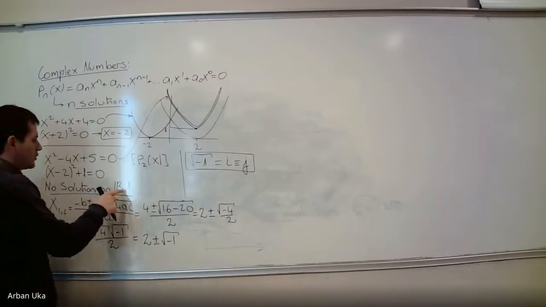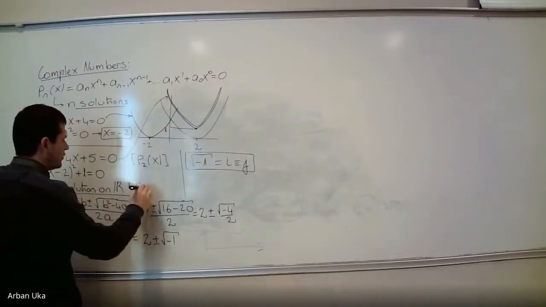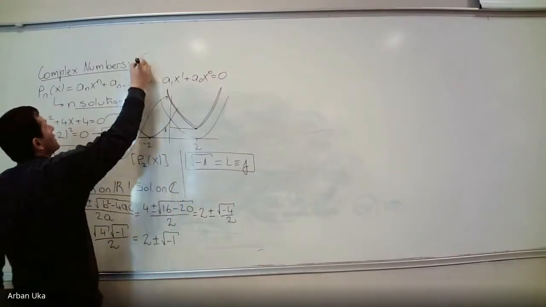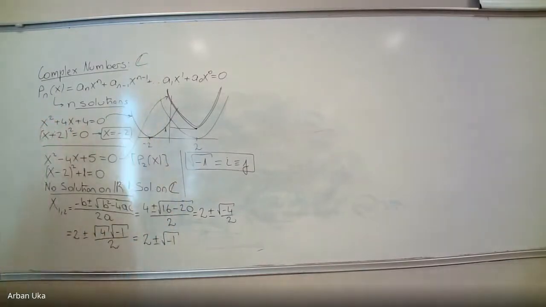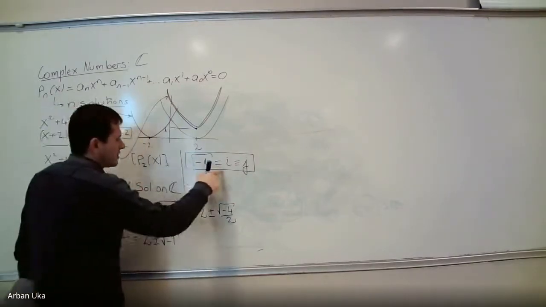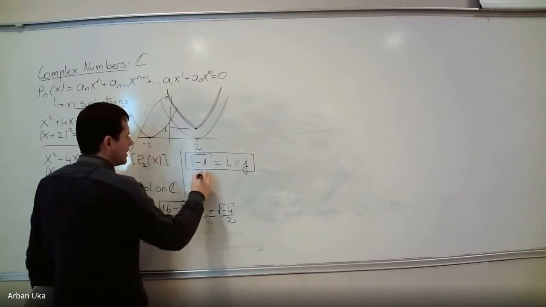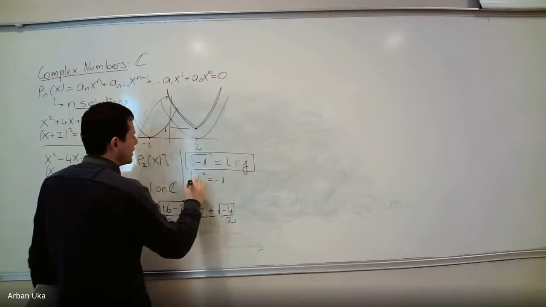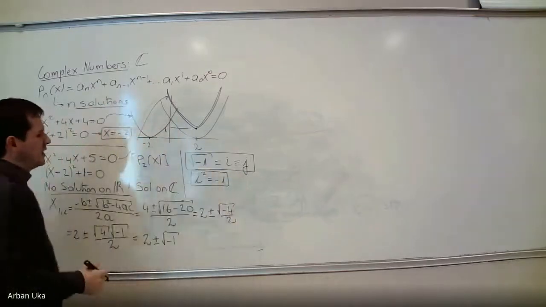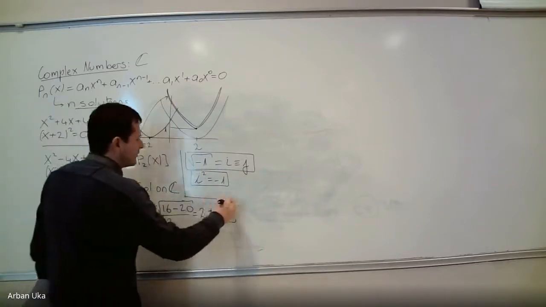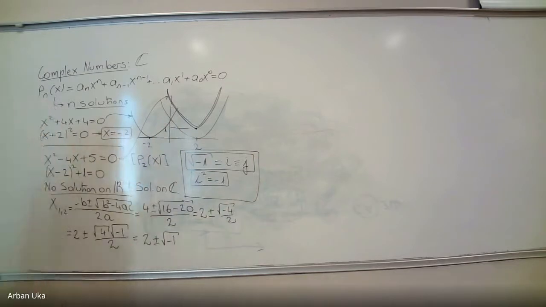So we have no solution on R, but it looks like we have a solution in the complex number space. So complex numbers, we denote them like this. We first take this as a definition, and then we can also consider that i squared is equal to minus 1. So i is an imaginary number, that one, squared is minus 1. This way, we can easily define the complex numbers.